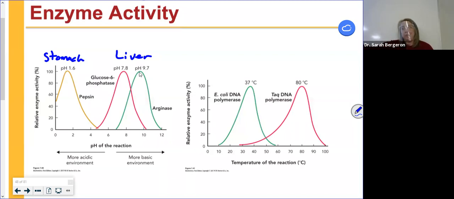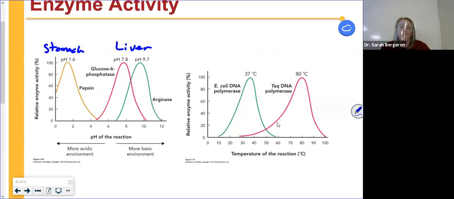Like, how do we know the amino acid sequence? DNA, right? So all of these changes came about through evolution. Random point mutation changes facilitated optimal conditions for this enzyme to work in the stomach, right? So it's all through evolution, which is insanely, awesomely cool, right?